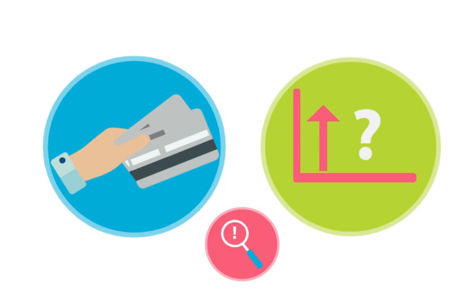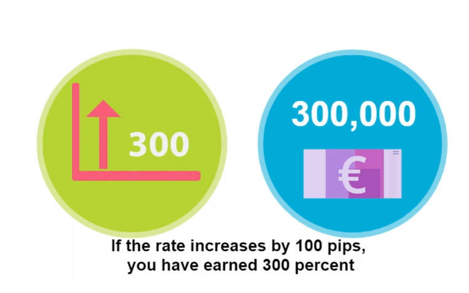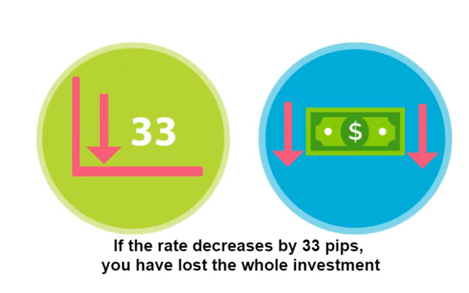When there is a leverage of 300 times, you can perform a transaction of 300,000 euros as well. And if the price rose by 100 pips, you can even earn a 300% return in one day. But if the exchange rate decreases by 33 pips, you've lost your whole investment.